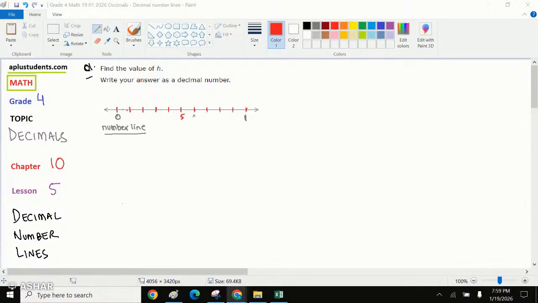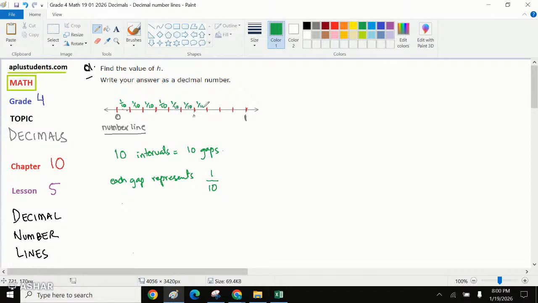We can say that the line from 0 to 1 has been broken down into 10 intervals, right? 10 intervals can also mean 10 gaps. Agreed? That means each gap represents 1 out of 10. This is 1 upon 10, this is 1 upon 10, 1 upon 10. That means the number 1 has been broken down into 10 parts.